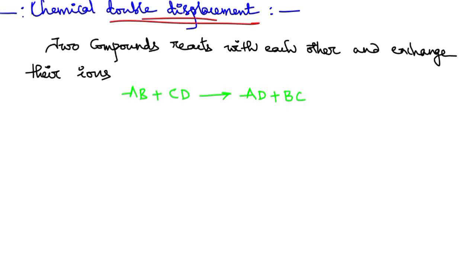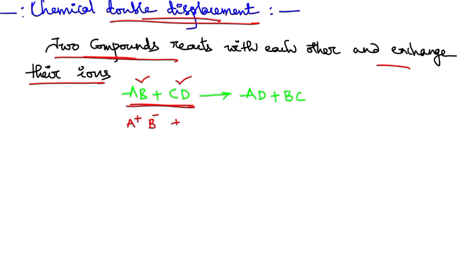In double displacement reaction, the two compounds react with each other. Here the two compounds are AB and CD. These react with each other and exchange their ions. For example, if AB is A plus B minus, this reacts with C plus and D minus, and the ions are exchanged. Means A combines with D becomes AD, plus B is minus and C is plus, so it will become BC. This type of reaction is called double displacement reaction.